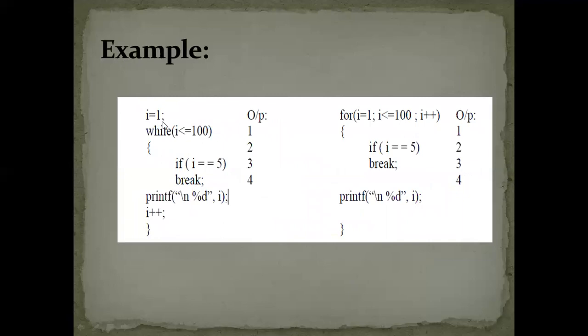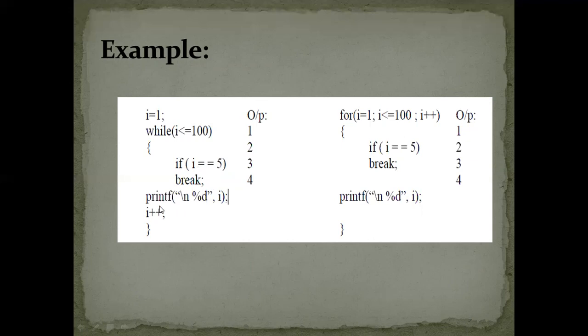Pay attention. I value is equal to what? 1. Is 1 less than or equal to 100? Yes, of course. Control will enter into the loop. If I value is equal to 5, it means, I value is 1. Is 1 equal to 5? Yes or no? No, 1 is not equal to 5. If 1 is not equal to 5, then it will execute the printf statement. That is, the output we are going to get is 1. The condition is false here, 1 is not equal to 5. That is why it is executing the printf.